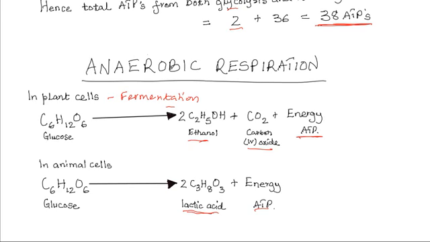Now, you note that in anaerobic respiration, the energy released comes from the glycolysis process alone. There is no Krebs cycle. Thus, it is the resulting pyruvic acid which is converted further to either ethanol and carbon dioxide in plants or lactic acid in animals. That is, after the splitting of glucose into pyruvic acid, if there is no oxygen, then the pyruvic acid is converted further to ethanol and carbon dioxide in plants, and in animals it is converted into lactic acid.